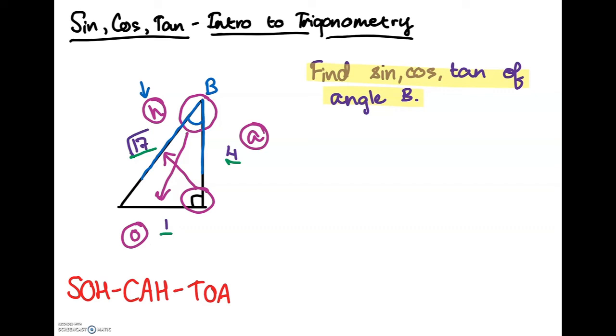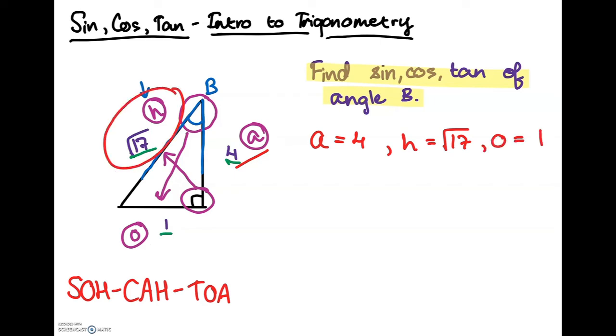So we found our 3 sides, the opposite, hypotenuse, and the adjacent side, and we're going to write down the side lengths. So A is equal to 4, as we have from over here. H is equal to the square root of 17, as you can tell from over here, and O is equal to 1, as you can tell from over here. So we've basically just written this down so it's easier to plug in our formulas.